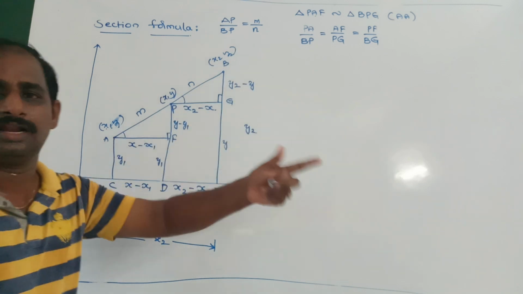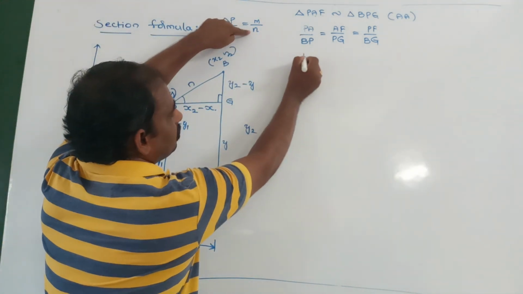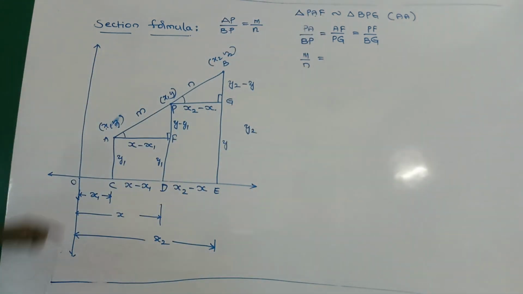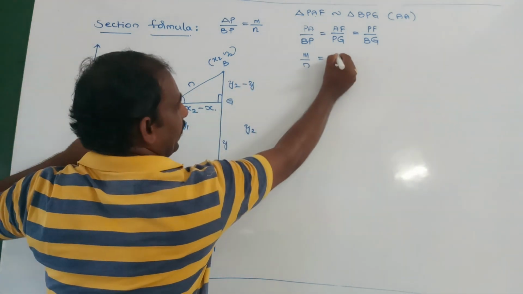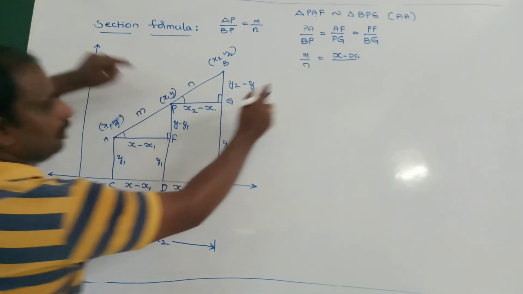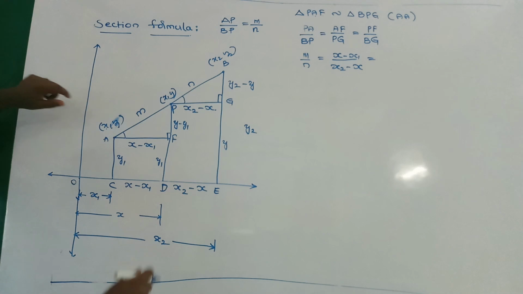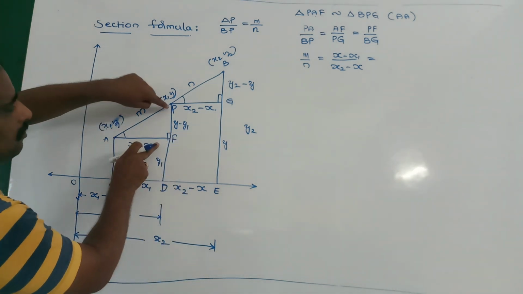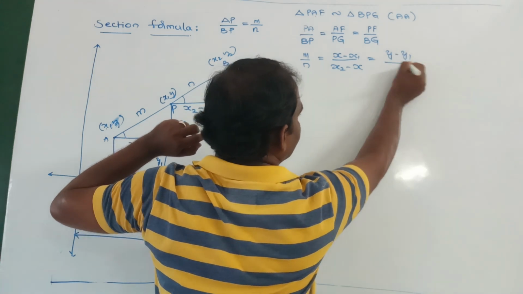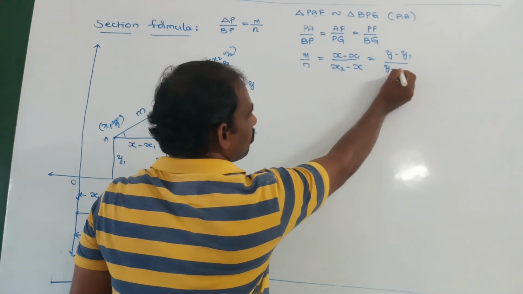Now we have all the values, just substitute. PA by BP we have already taken, that is nothing but m by n. AF by PG: AF is nothing but x minus x1, PG is x2 minus x. Next PF is y minus y1, divided by BG, y2 minus y.